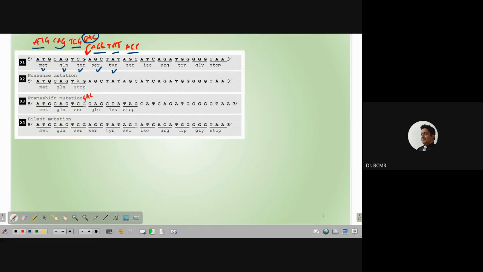That's why when we are defining frame shift mutations, you should say when there is a deletion or insertion of bases which are not in multiples of 3. In this situation, is it a mutation? Yes, it is a mutation. But is it a frame shift mutation? It is not a frame shift mutation. It is just an insertion mutation. One extra amino acid is present within the protein, the product that would form.